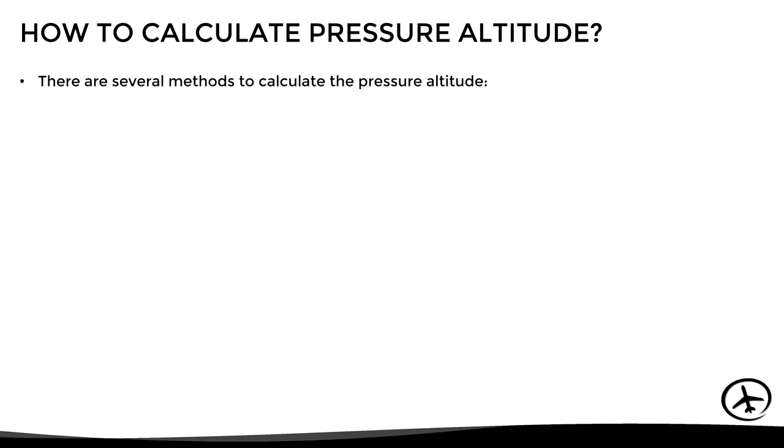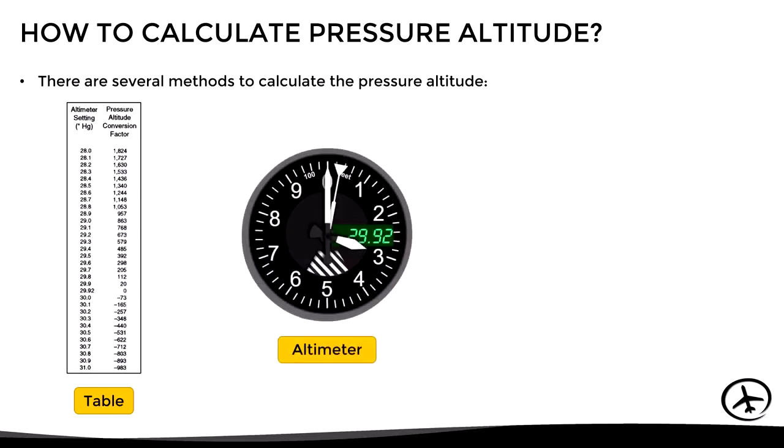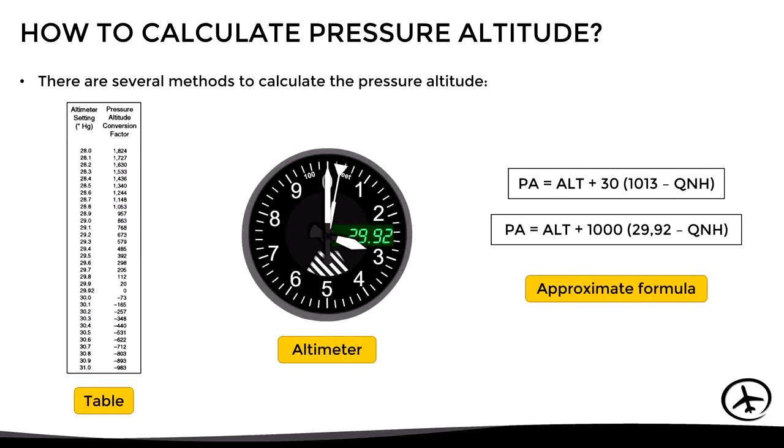There are several methods to do it. We can use either a table with correction values depending on the QNH, or directly use the altimeter of the aircraft, or use an approximate formula to determine the pressure altitude. Here are some examples of how to use each of these methods to determine pressure altitude. Let's begin with the table.